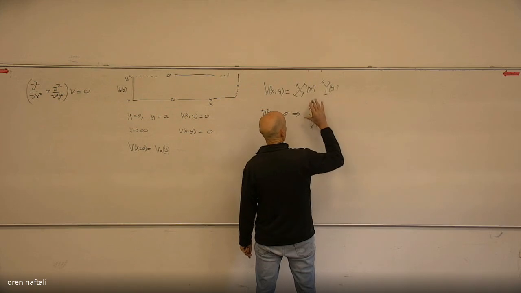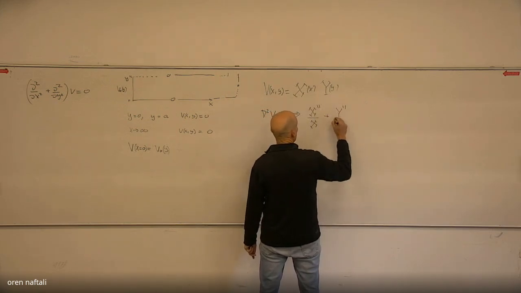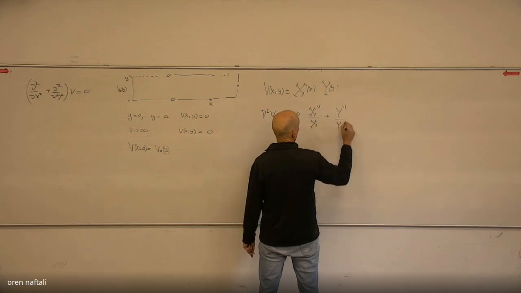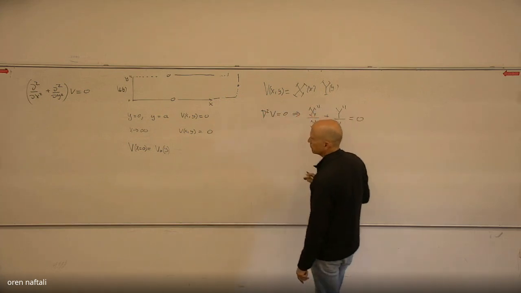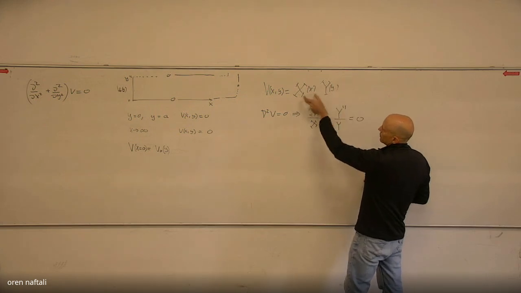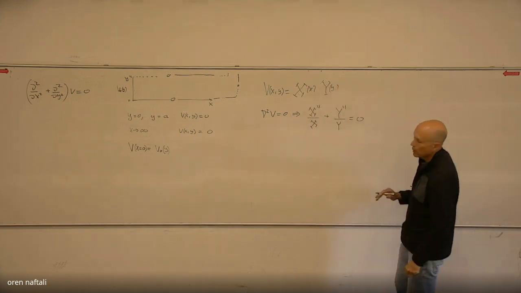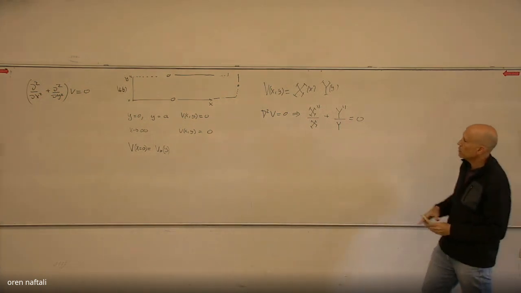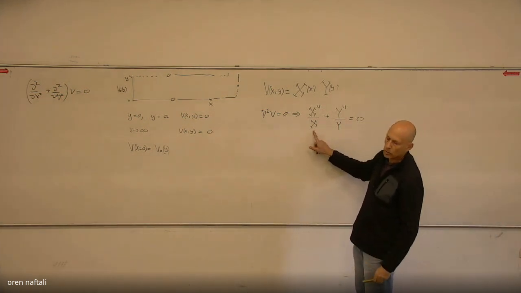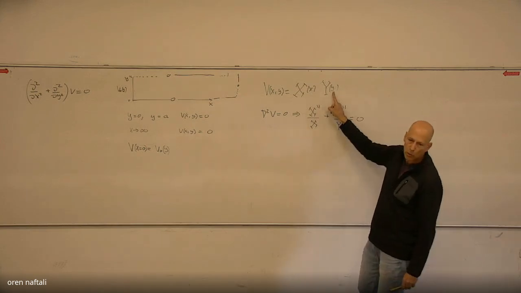This big X'' is a function of small x, plus Y'' over Y equals 0. Yeah, because I took the derivatives and then I divided by X times Y, and then I got X, and the Y was canceled out, and then I get this. Now this thing is nice because this function depends on what? It depends on coordinate small x. This function depends on coordinate small y.